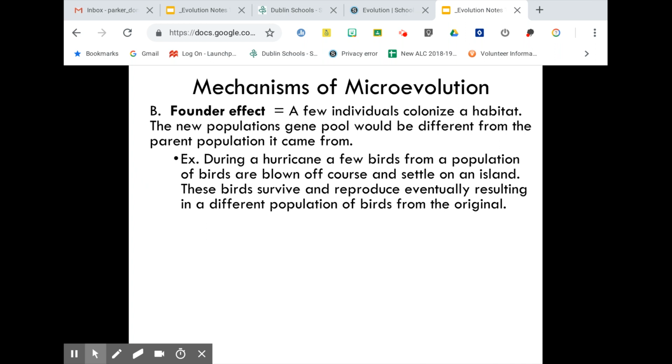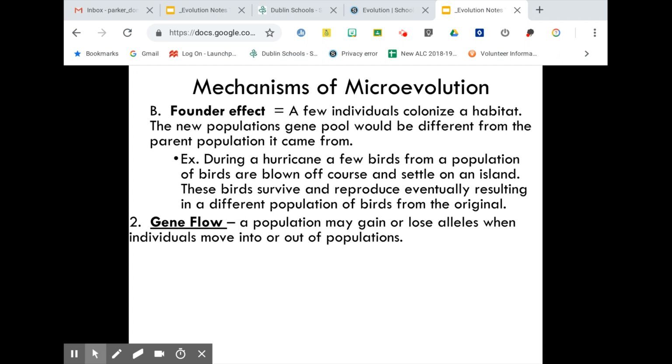Sometimes with the founder effect, this could end up being something that is natural disaster related, or sometimes it just could be that an organism gets confused, stops in the wrong place in a migration pattern, and ends up staying where it's at and then flourishing.